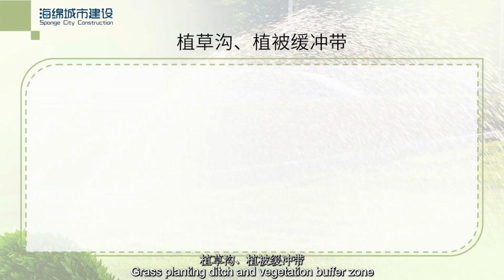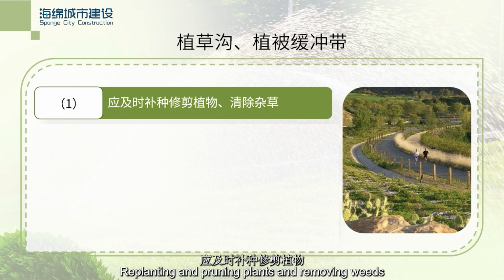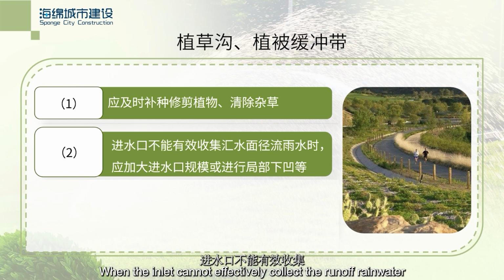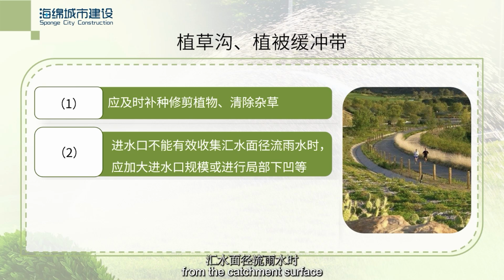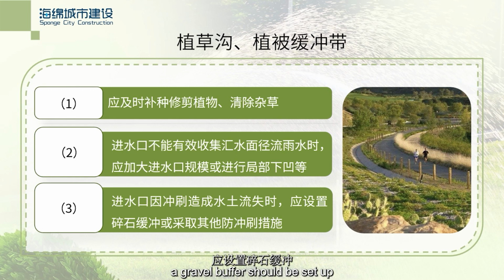Grass planting ditch and vegetation buffer zone. Replanting and pruning plants and removing weeds should be done in time. When the inlet cannot effectively collect the runoff rainwater from the catchment surface, the scale of the inlet should be increased, or local concave should be carried out. When soil erosion is caused by erosion at the water inlet, a gravel buffer should be set up, or other anti-erosion measures should be taken.